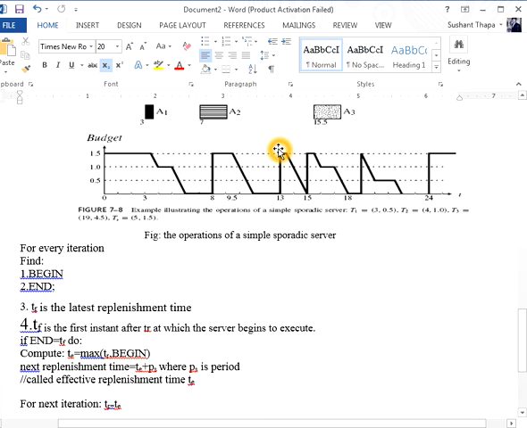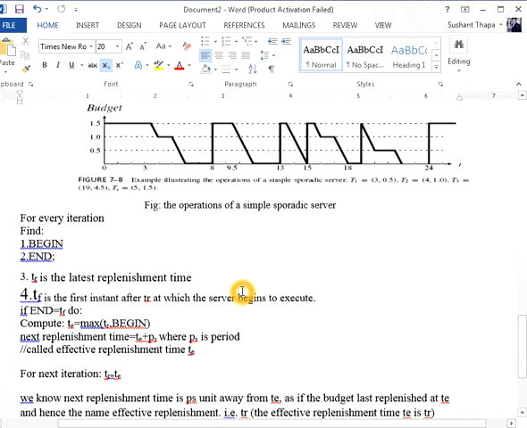So the begin will be 13. Again it will execute the sporadic job at 13.5, so our TF will be 13.5, and at the same time the server will stop waiting for the job to execute, so the end will also be 13.5. So our TE will be 13, and our next replenishment time will be 18.